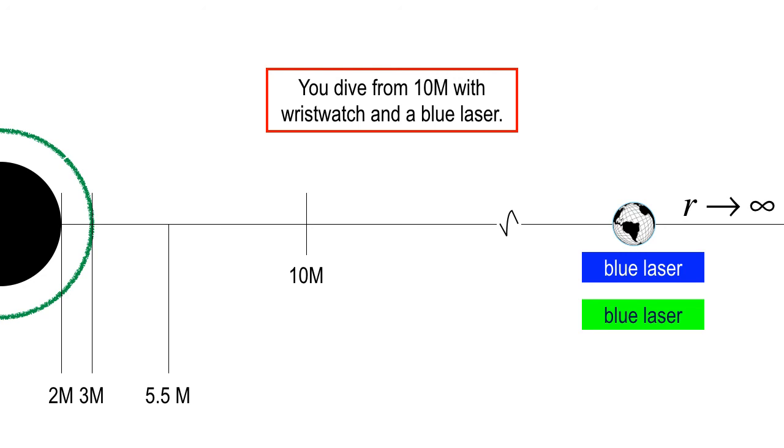to infinity, to Earth. So if you shine that blue laser from 10 m, safe distance, close but a safe distance, out to Earth, by the time it gets to Earth, it'll be green. Okay, that's not too bad.